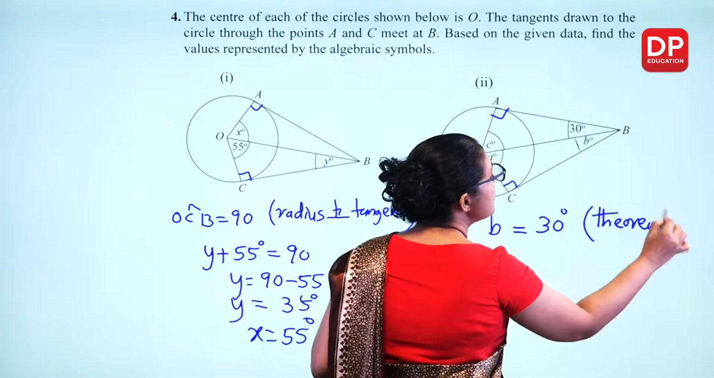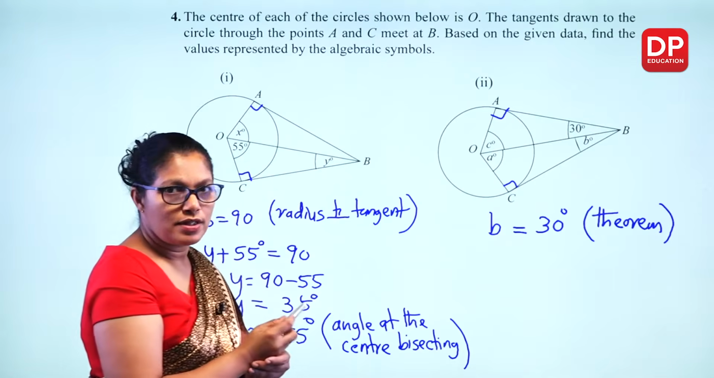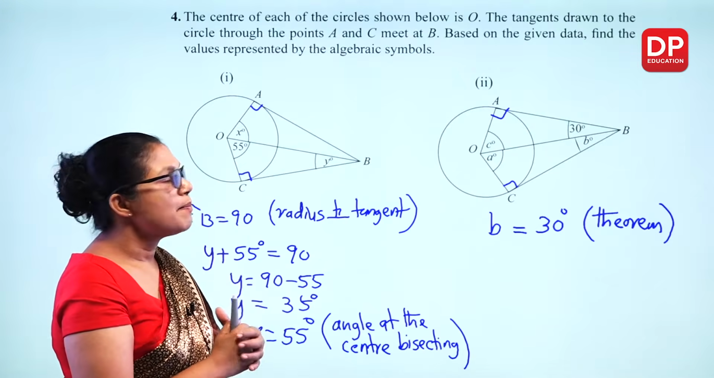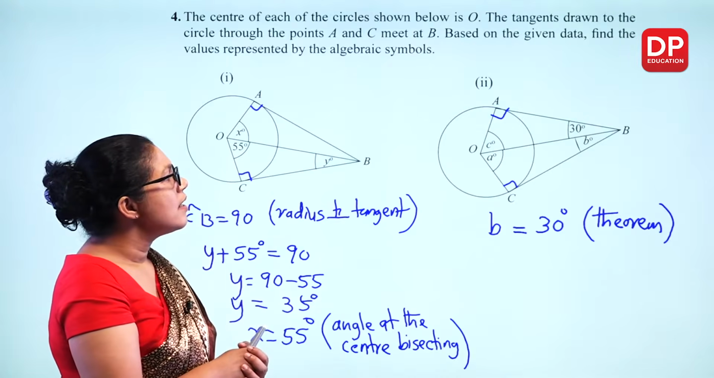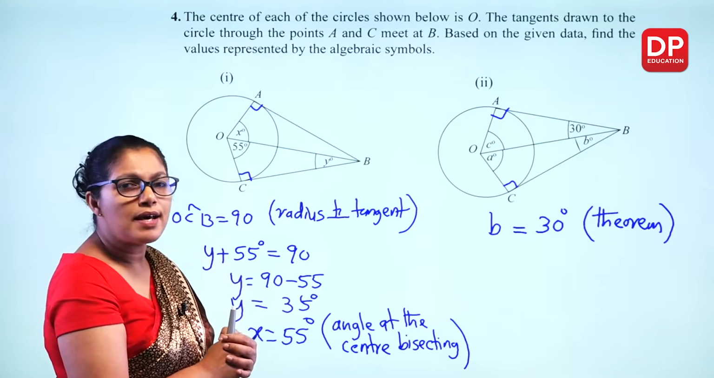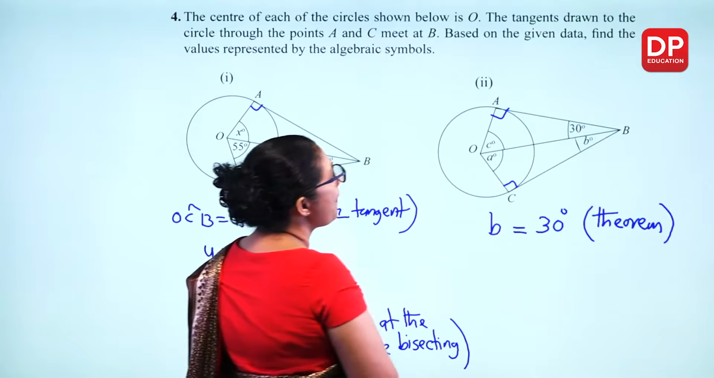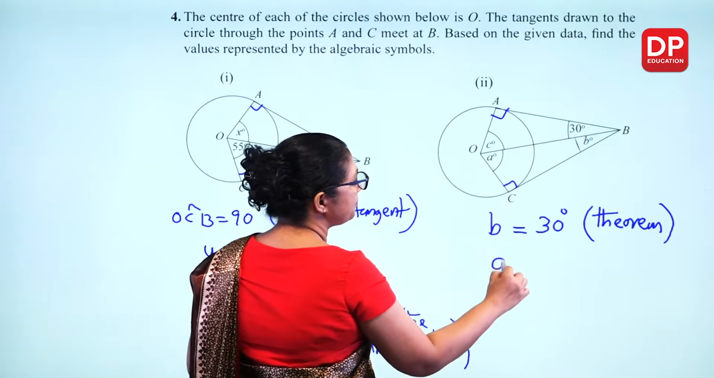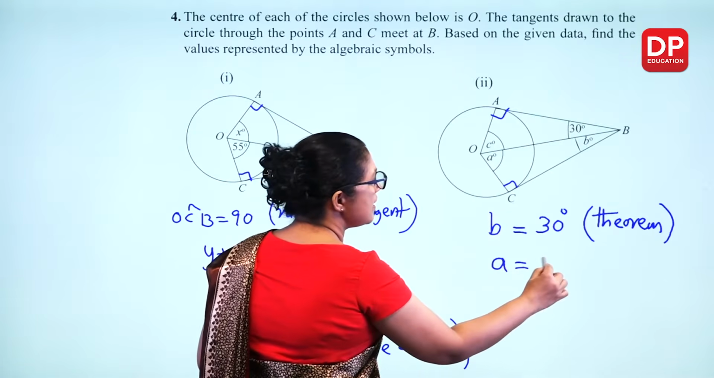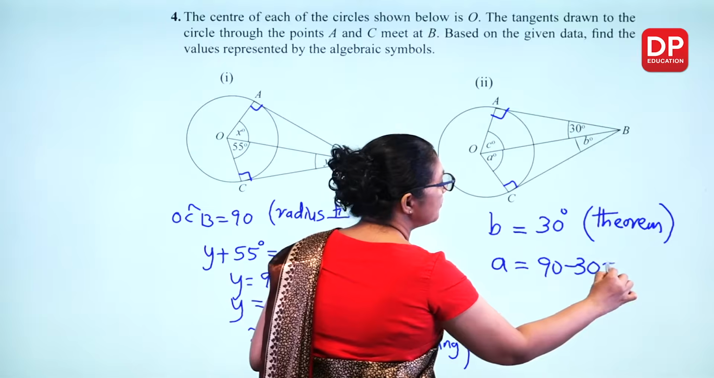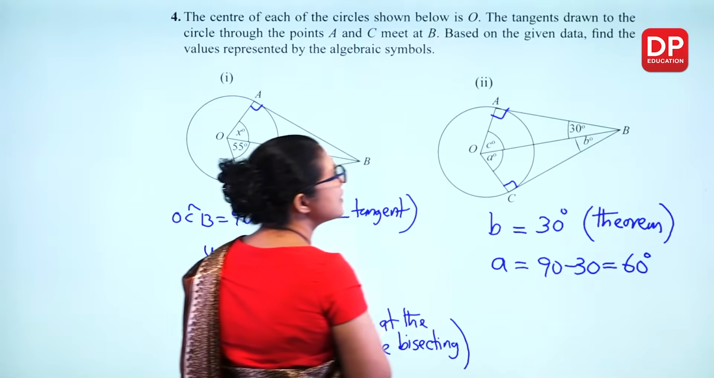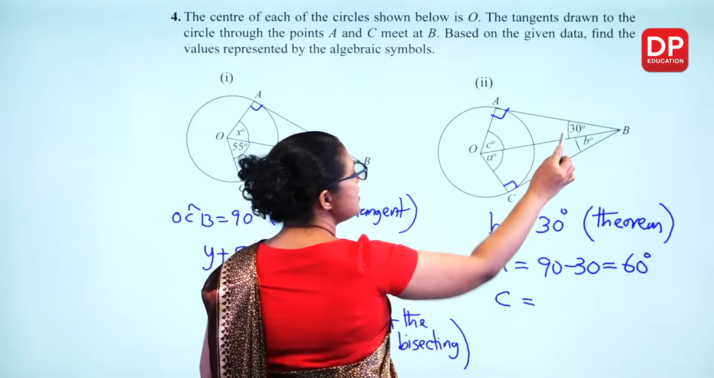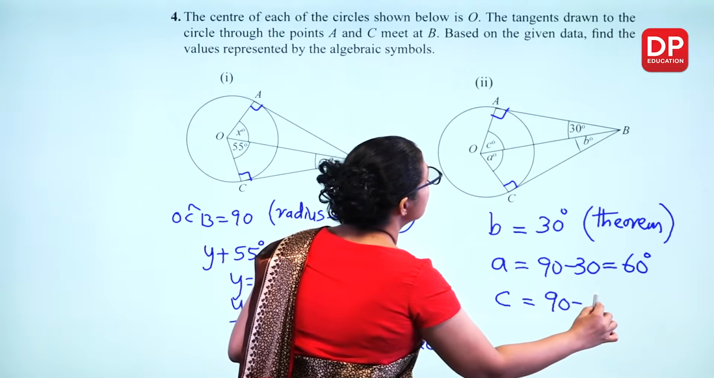So you have to write down the theorem. I'm just writing down just the theorem. So you have to write down angle outside bisected by the line joining the center and the point. If this is 30, what's A? A equals 90 minus 30. That's 60 degrees. Then what's C? C equals 90 minus 30.